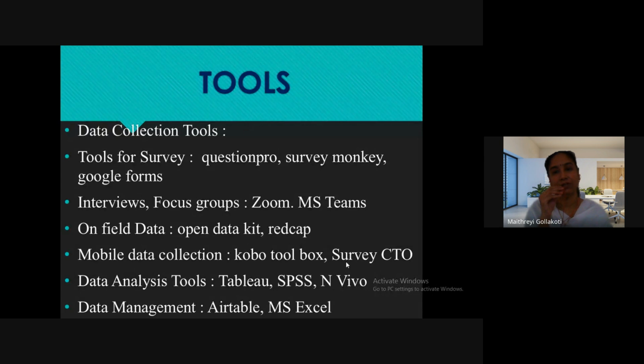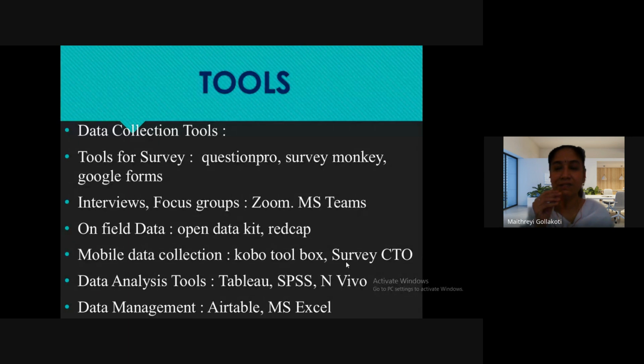Mobile data collection. If you are doing it on your mobile phone, you can use Kobo Toolbox and SurveyCTO. These two software tools will help you get your data very clearly. And next, data analysis tools. Once you have collected the data, data analysis is the next step. For data analysis, you can use Tableau, SPSS, and NVivo. And for data management, you can use Airtable and MS Excel.